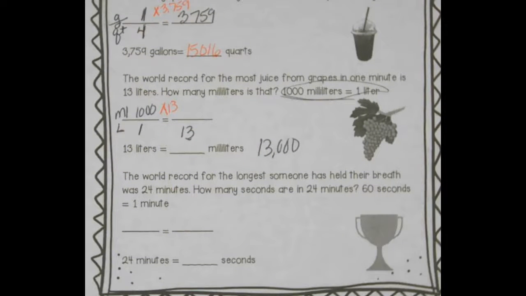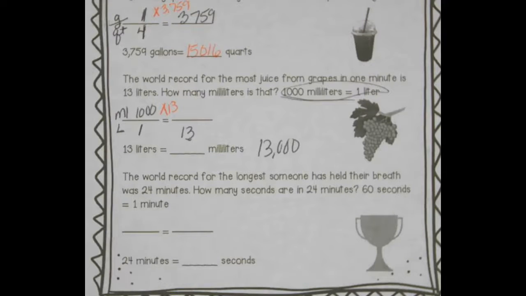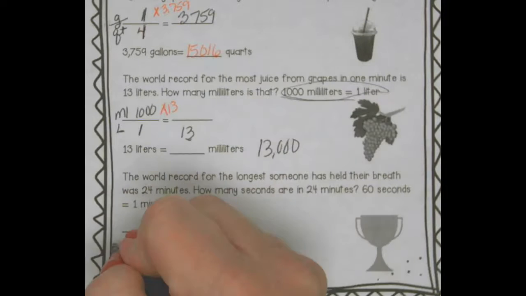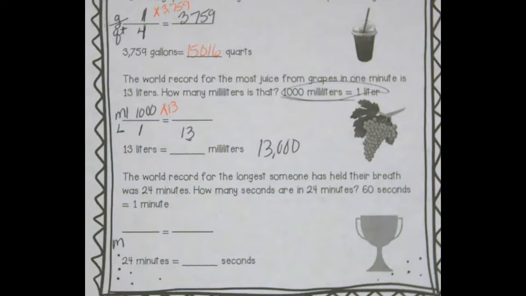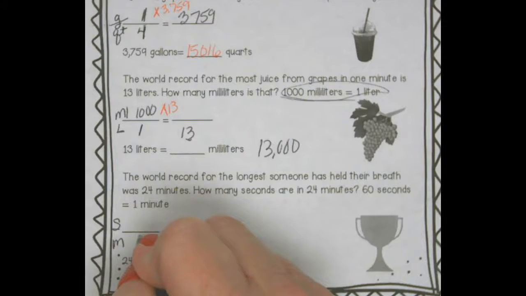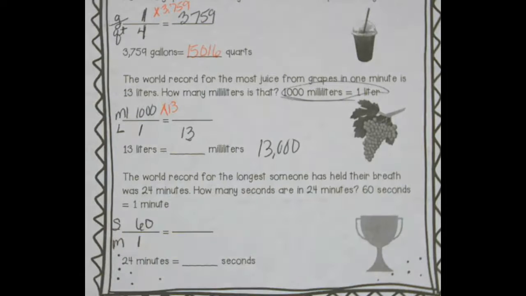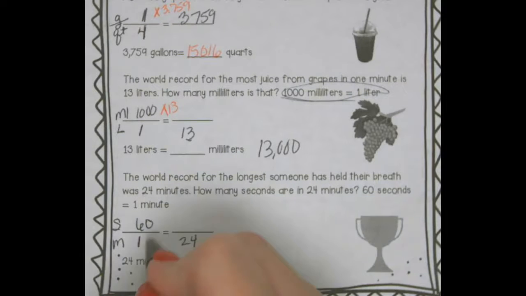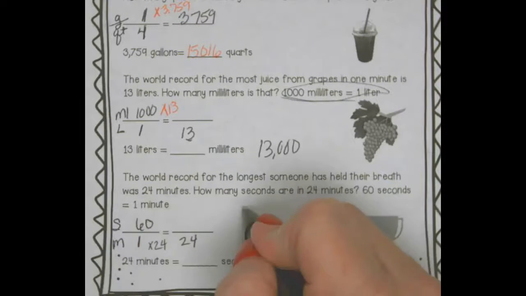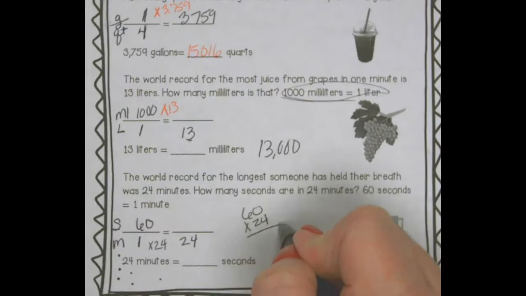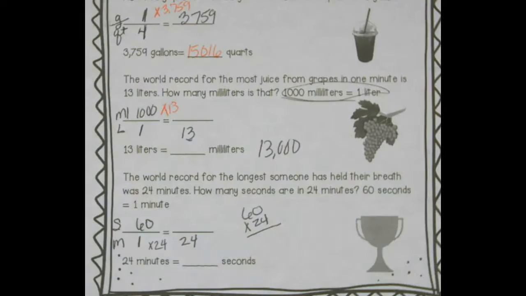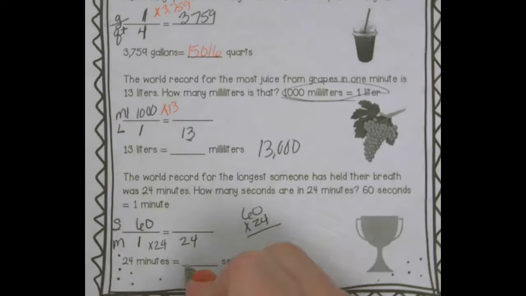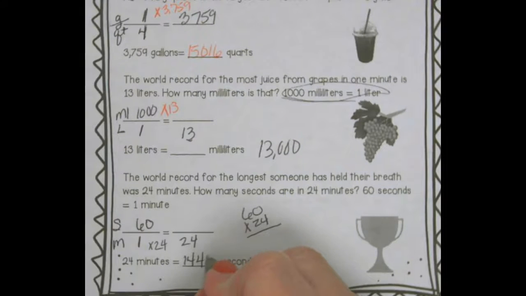Okay, do the last one on your own. Go ahead and pause the video. So I know we're talking about minutes and seconds. 1 minute is 60 seconds. This is a unit rate because the denominator is 1. And they have me at 24 minutes. So this will be 60 times 24. When you multiply 60 times 24, 1,440.